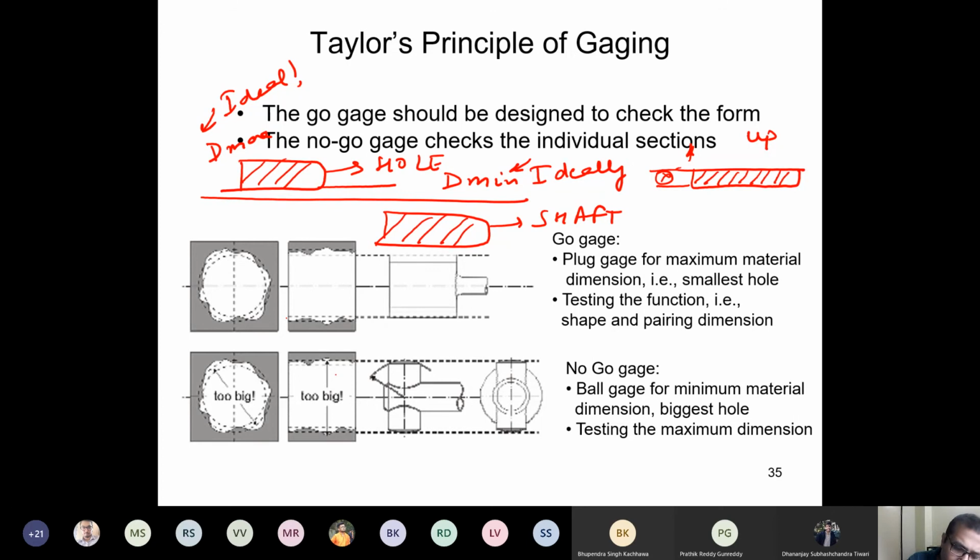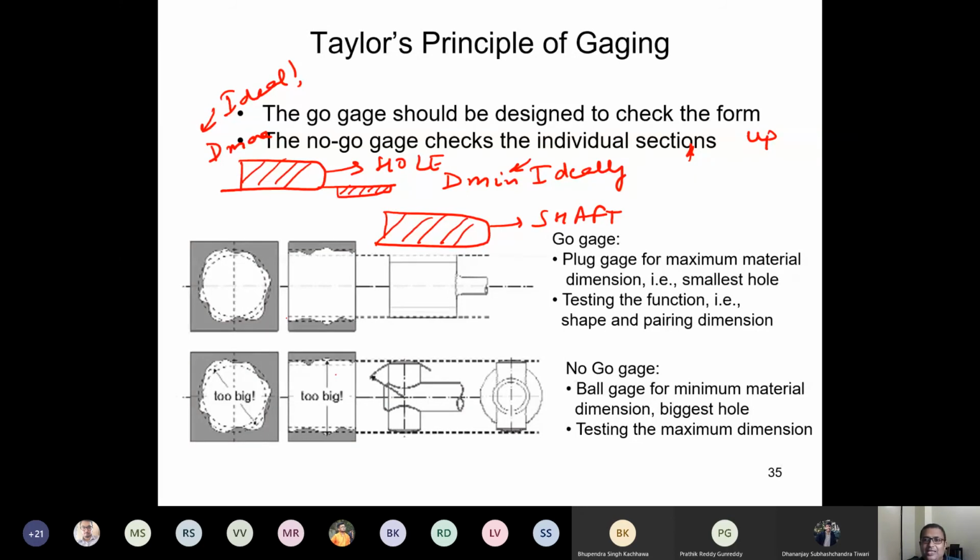If I go down, so if my gauge size is this, it means my actual hole is smaller than my design, but still my gauge will say it's okay. So if this is the zero line, and I make my gauge tolerance on this side, is it correct? Should I do that?